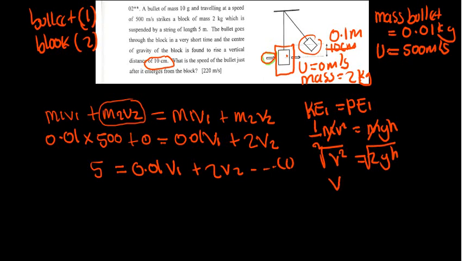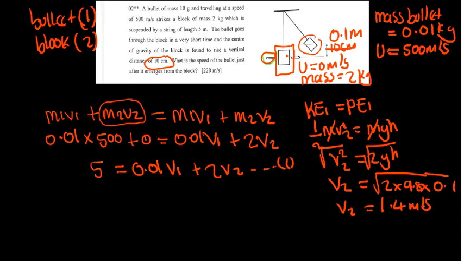So our velocity, which was our final v2, so this is our v2, is equal to the root of 2 multiplied by 9.8 multiplied by 0.1. Okay, so if you compute everything there, it's giving 1.4 meters per second. Okay, so we found our v2. So for now the question is saying the speed of the bullet just after it emerges from the block. So they're asking for the speed of the bullet, which is our v1.